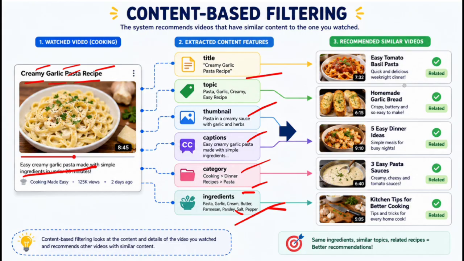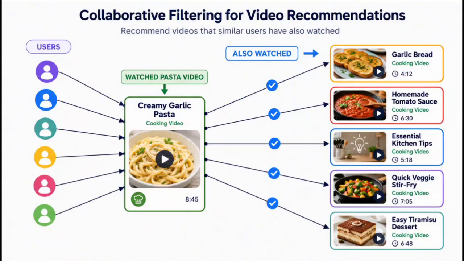So based on what you have searched and what information was in the video, the recommendation system finds related videos: an easy tomato basil pasta, homemade garlic bread, easy dinner ideas, 3 easy pasta sauces, and kitchen cooking tips. They share related topics, ingredients, categories, and recipes, and based on this, the recommendation becomes better. But the system does not only study the video itself, it also studies the patterns created by many other viewers.